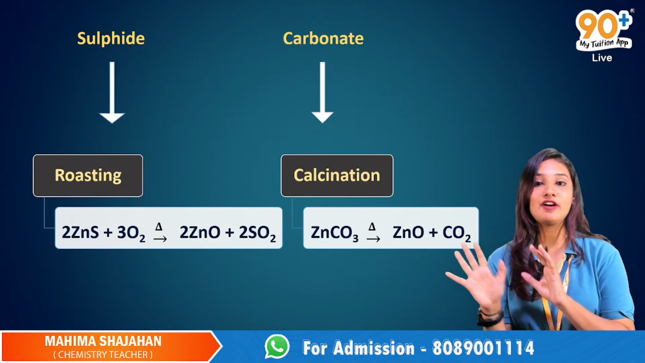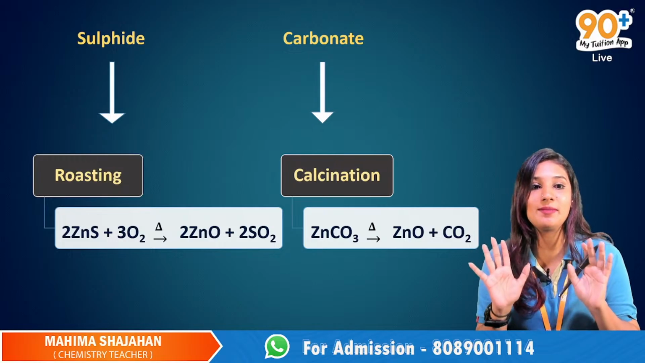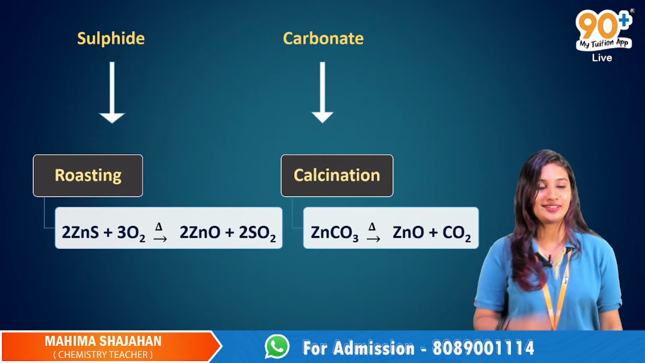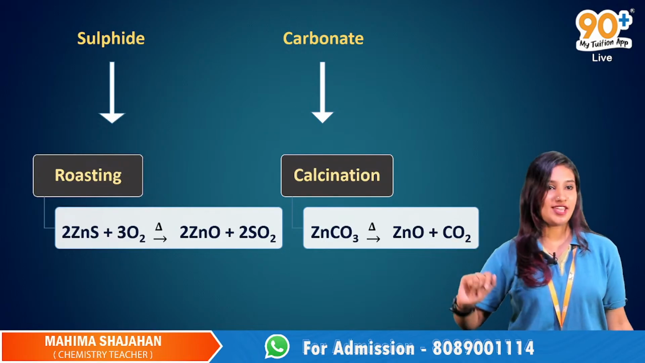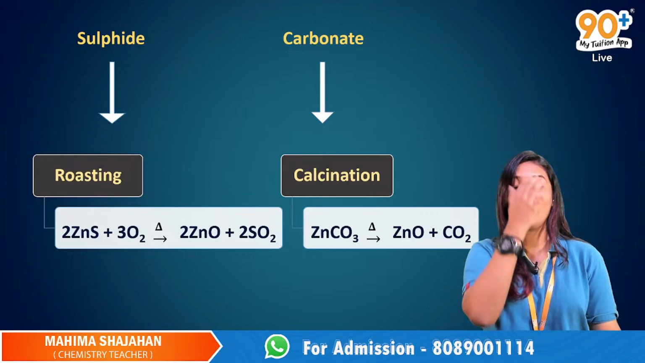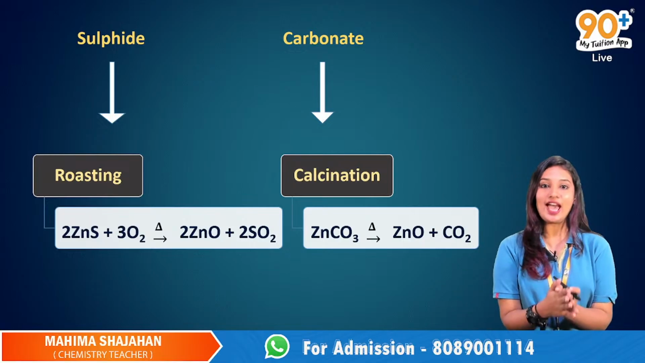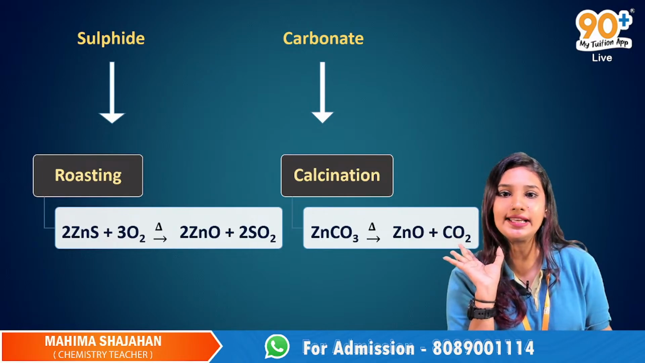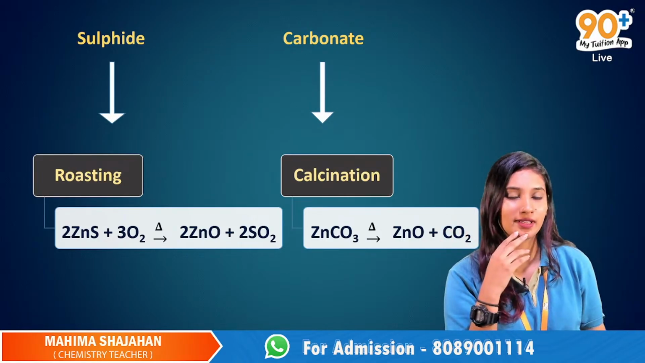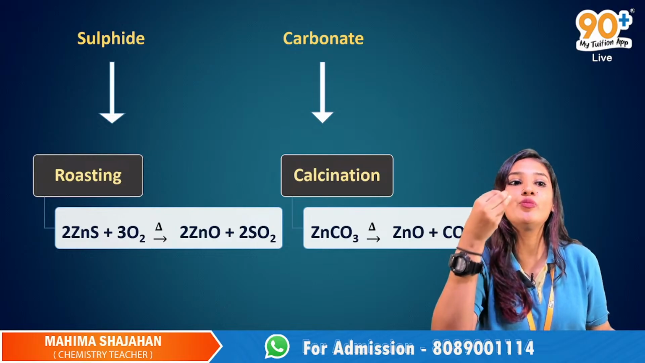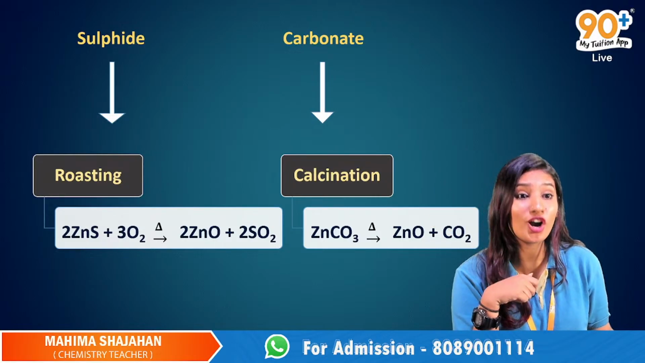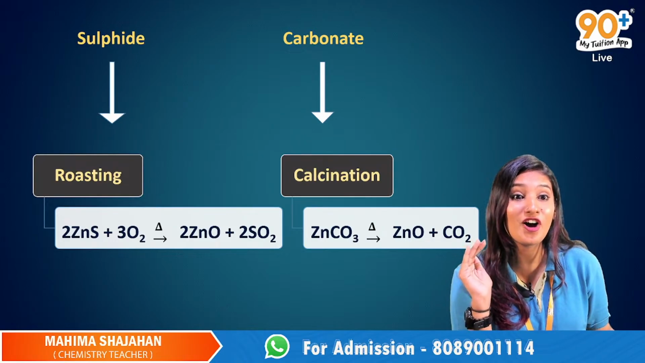But is this our final aim? Our ultimate aim is not the oxide, right? We need the metal. This oxide is not enough for us. We need the metal. Now, how will I extract the metal from its oxide? Oxide is metal plus oxygen, which means I have to remove that oxygen. What is that process called? What is removal of oxygen?